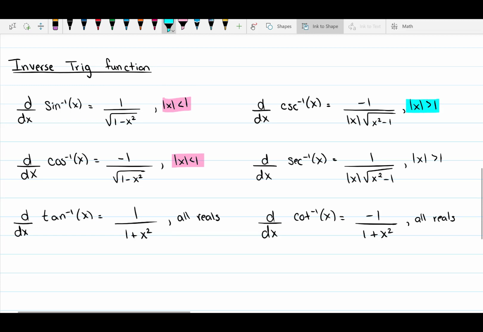Notice that with sine inverse and cosine inverse, x has to be less than 1. And for cosecant and secant inverse, x has to be greater than 1. This is because underneath this square root right here, if you're larger than 1, it becomes undefined. And here, if you're smaller than 1, it becomes undefined. For tangent inverse, you can use any x value.